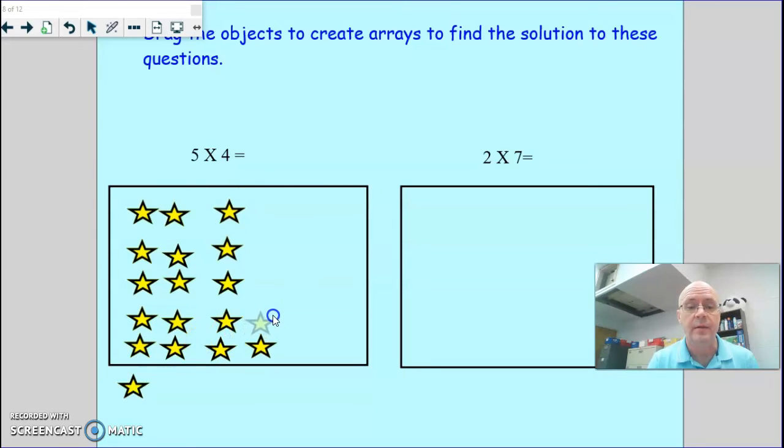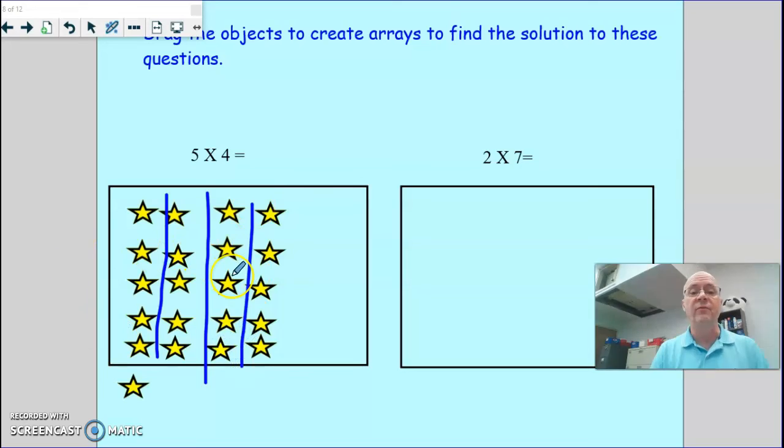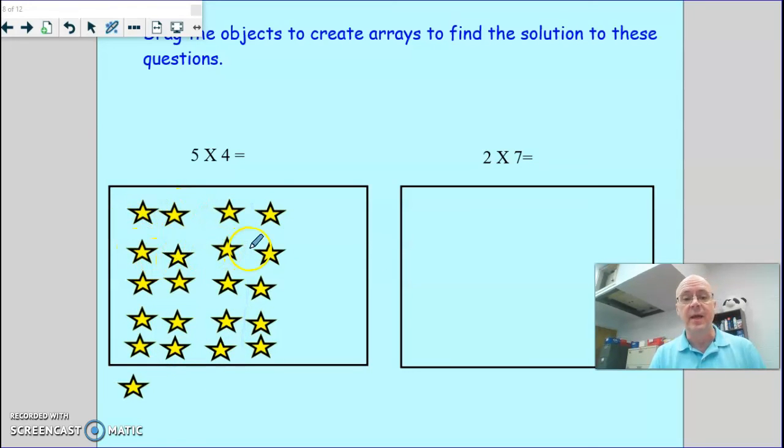And 1, 2, 3, 4, 5. So there are your 4 groups of 5. Right? I got 1, 2, 3, 4, 5. 1, 2, 3, 4. Then you're just going to count them. 1, 2, 3, 4, 5, 6, 7, 8, 9, 10, 11, 12, 13, 14, 15, 16, 17, 18, 19, 20. 5 times 4 equals 20. That is the easiest way to do an array.